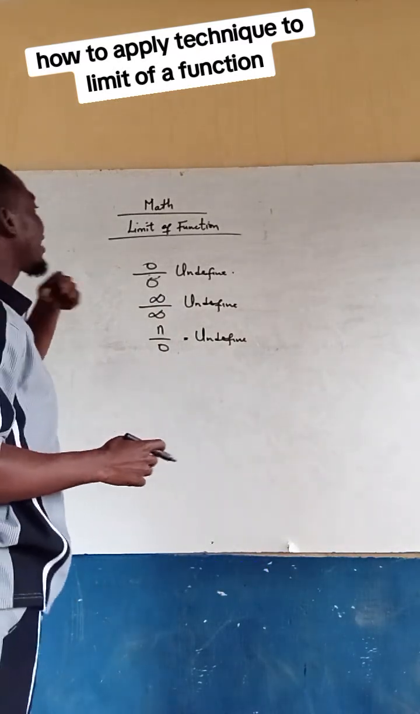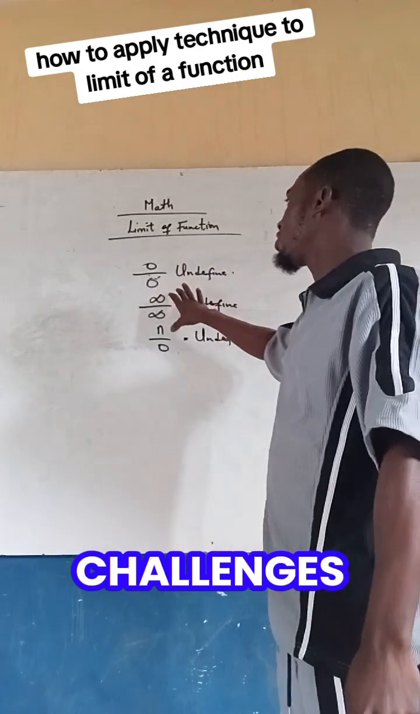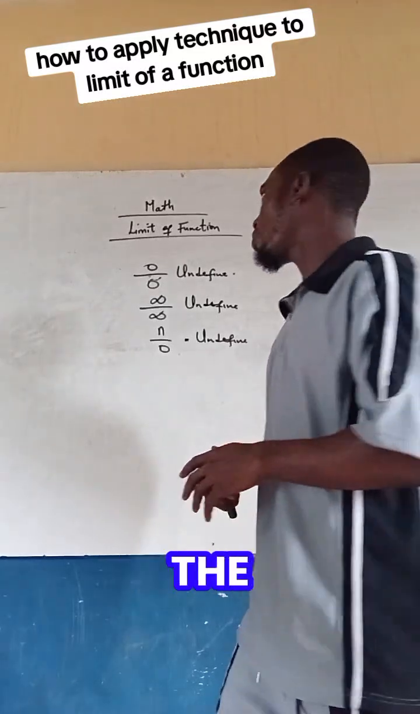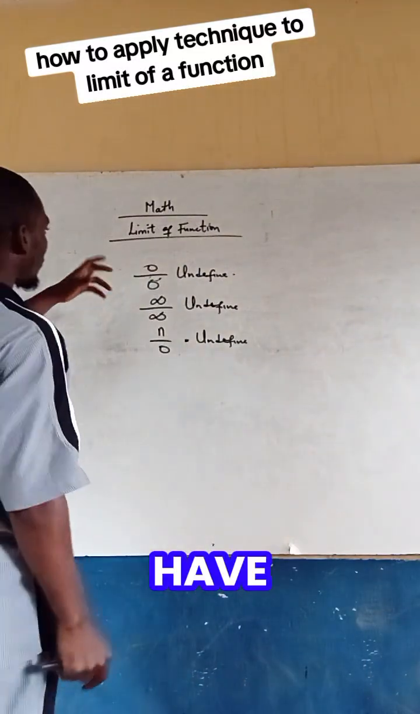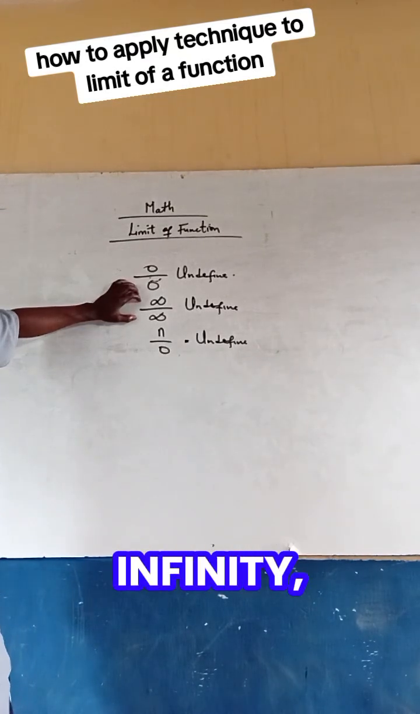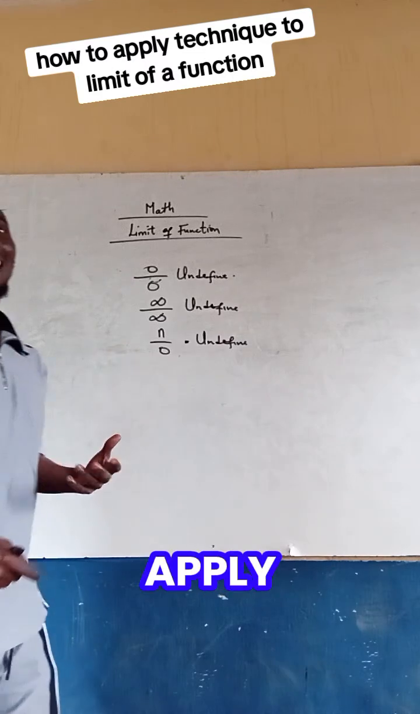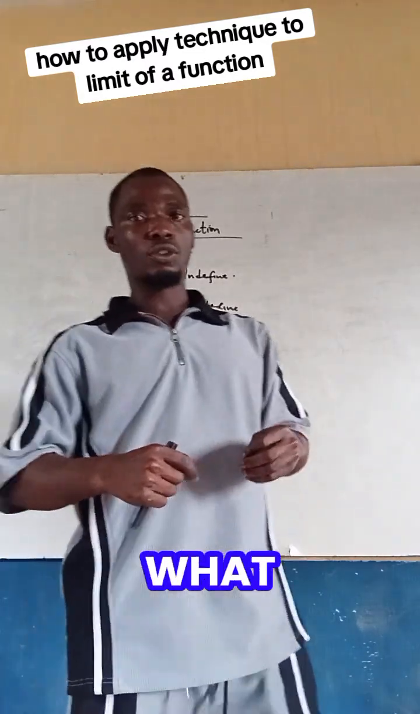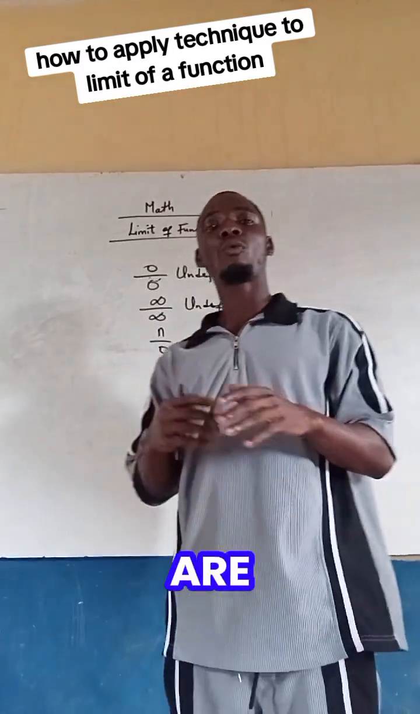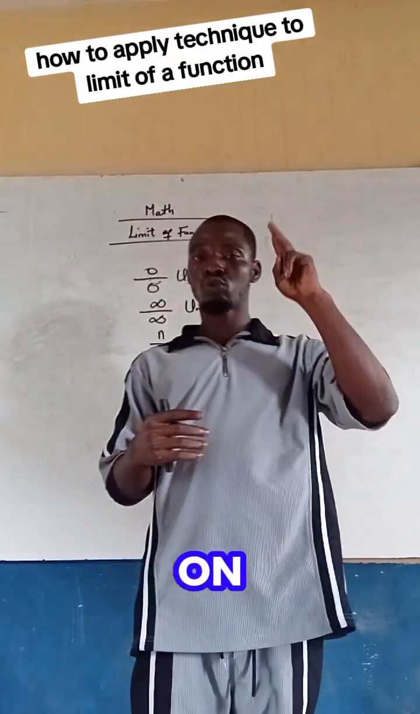So in some cases whereby I'm having these challenges, after I have solved the function, I end up having 0/0, infinity over infinity, n over 0, and I already know it is undefined, I have to apply the techniques of limits. These techniques are like 4 or 5, but today I'll be talking on just 2 of them.